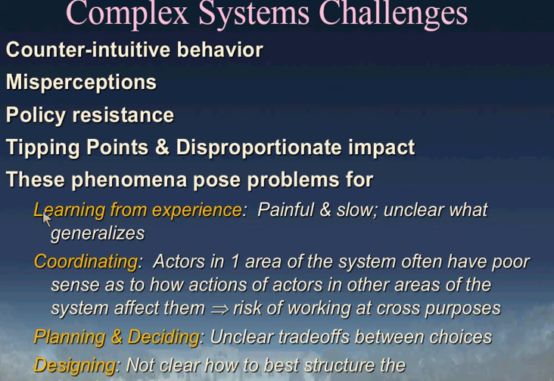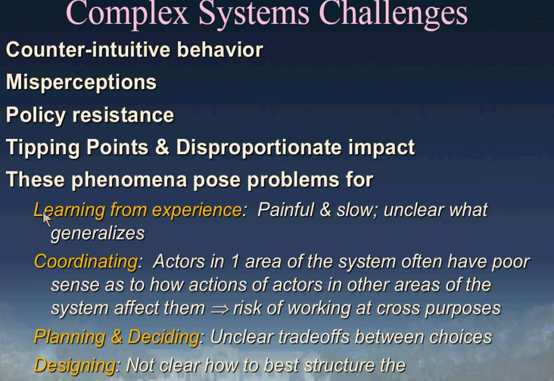When we have these complex systems, we find it difficult to learn from our experience unassisted, to coordinate the actors in the system. The parties who work on the one side in prevention, on the other side of control, often work at cross purposes. They compete for resources, they compete for attention, and they often are not as coordinated as they could be. It raises challenges for planning and deciding what to do and for designing a system.